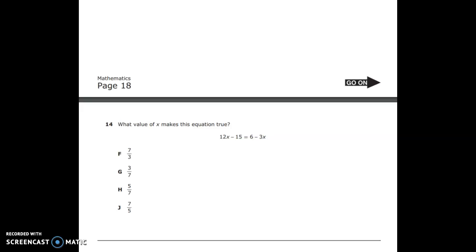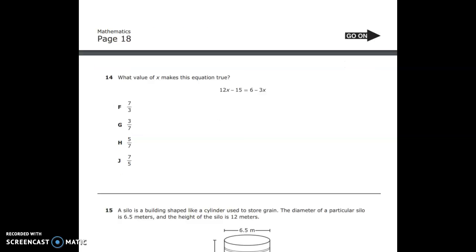Number 14. What value of x makes this equation true? 12x minus 15 equals 6 minus 3x. 7 over 3, 3 over 7, 5 over 7, 7 over 5.